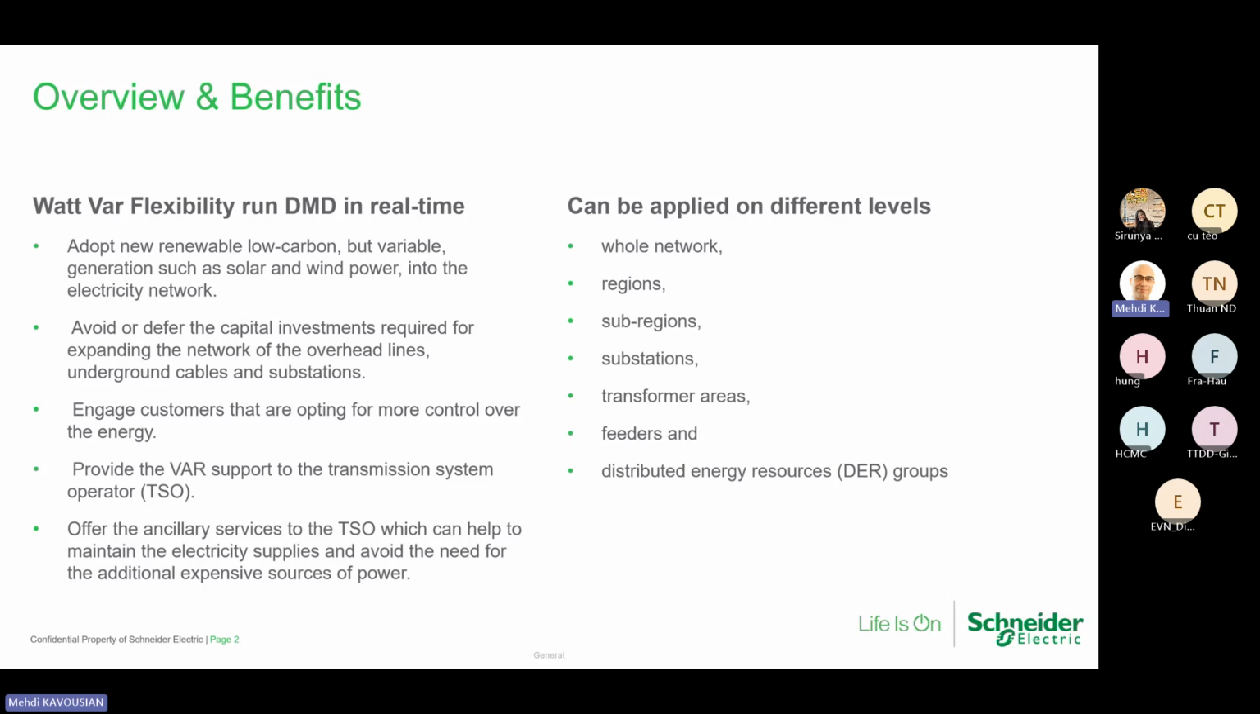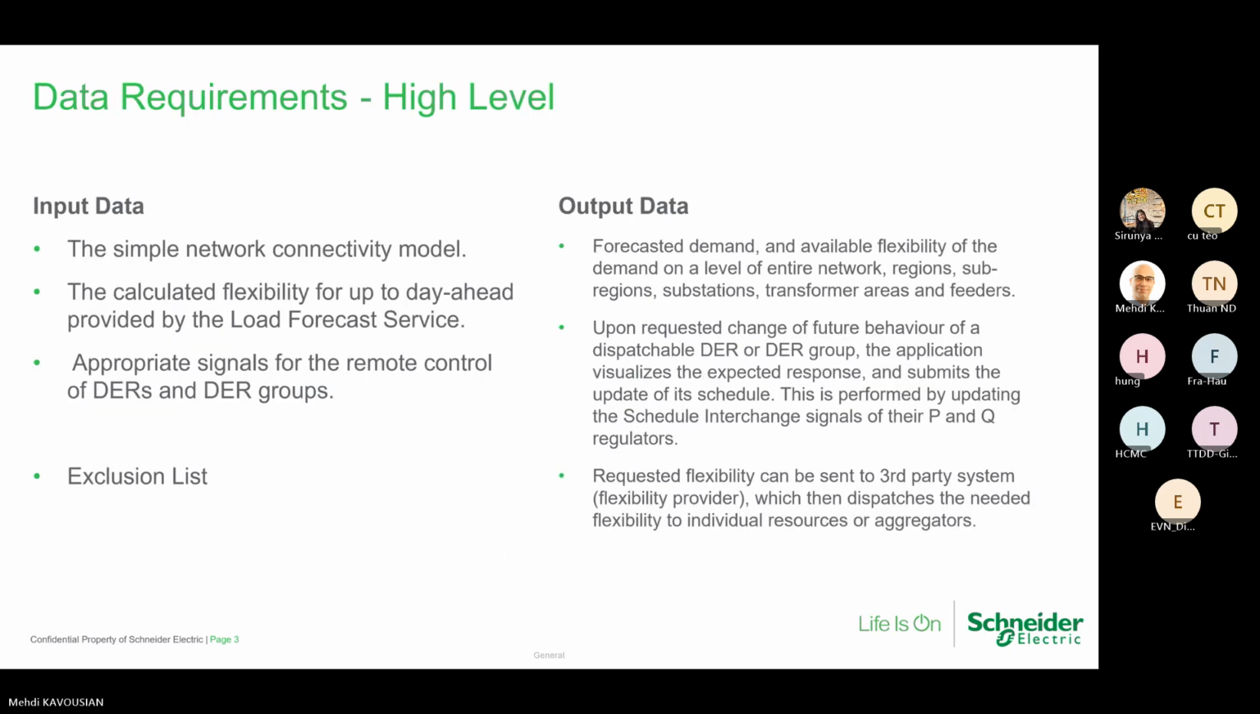And that could be on the system level. In your case, you can have one substation, but let's assume that you have it for all of your network. It could be a region or the whole network. So it can be applied for the whole network, for a region, sub-region, substation, transformer areas, and feeders as well. For this one, we need to use simple network connectivity.